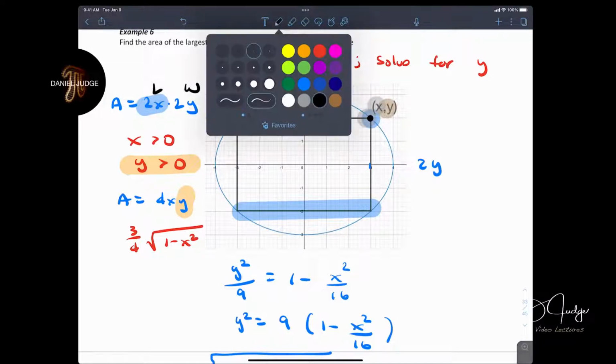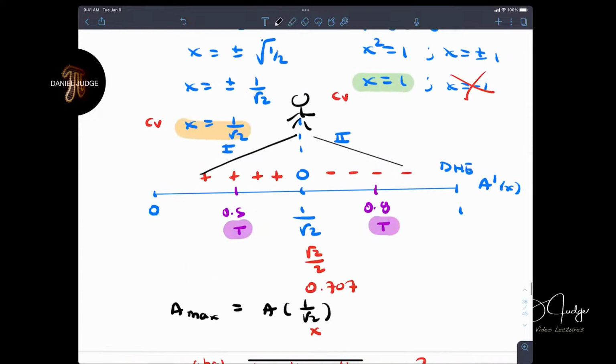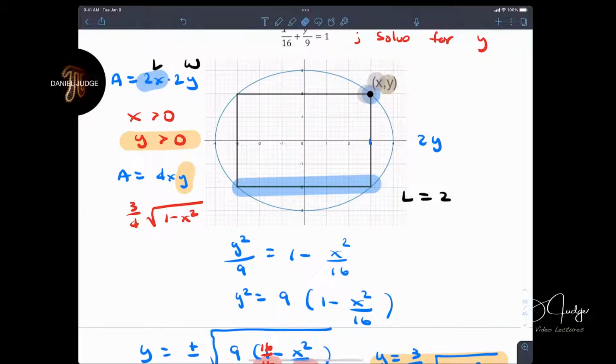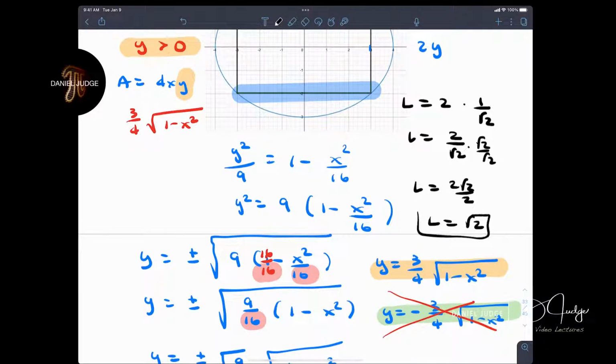So I can say that that length would be 2, and I think x was, what was x? 1 over the square root of 2. Is that right? Yeah, it's 1 over the square root of 2. I apologize. So this is my x value. So that length really becomes 2 over the square root of 2, but when we rationalize the denominator, you get 2 square root of 2 over 2 for the length, and I was correct to begin with that my length here is really the square root of 2.